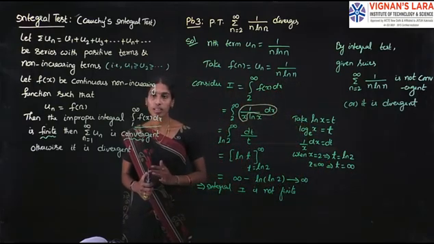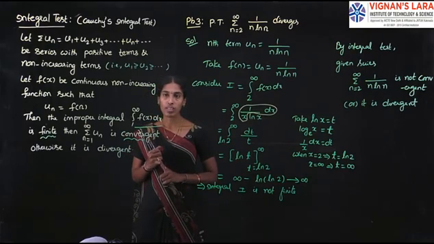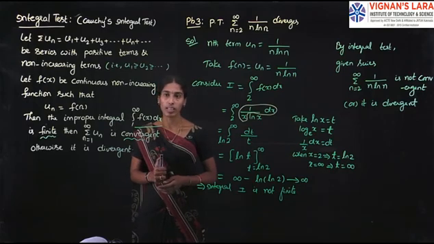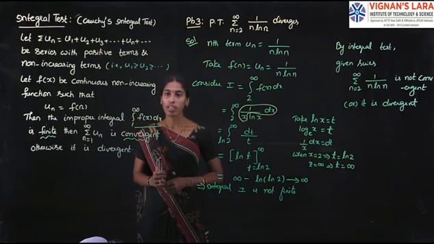With this, the tests on positive series are completed. We discussed the comparison test limit form, p-test, then geometric series, D'Alembert's ratio test, then Cauchy's nth root test. This is Cauchy's integral test. These are the several tests to apply to find out the nature of the given series.